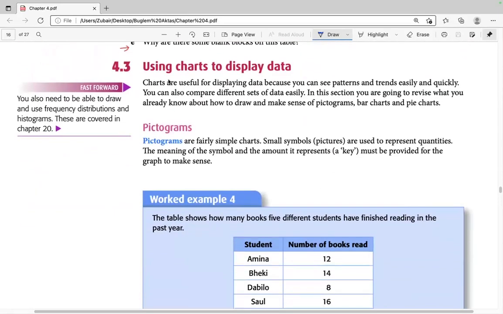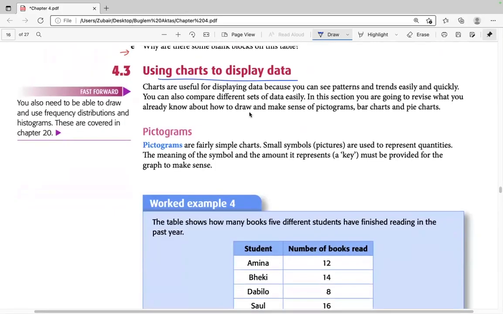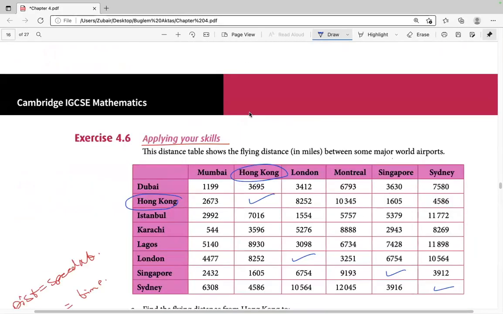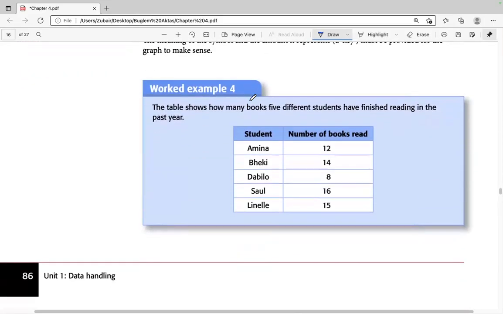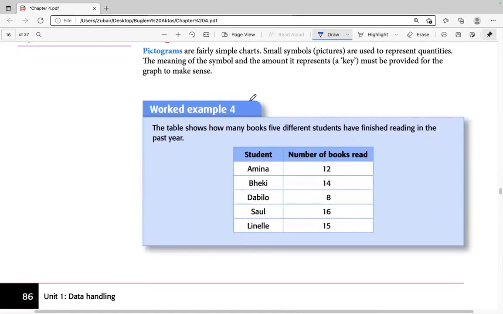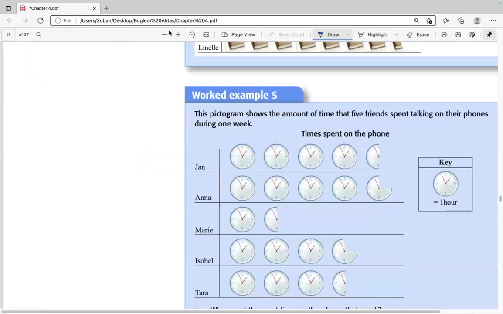Changing the theme: using charts to display data. Now, these were tables. Using charts to display data, worked example. The table shows a pictogram. This is some collected data. The table shows how many books 5 different students have finished reading in the past year. Amina read 12 books, then Becky, and below, the numbers of books are given. And how are they representing it?